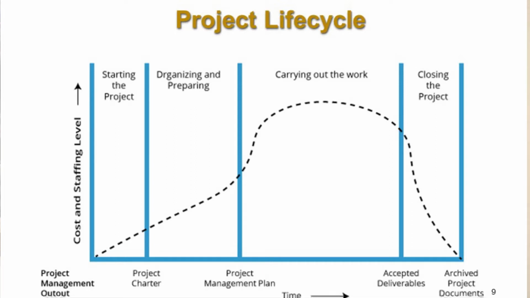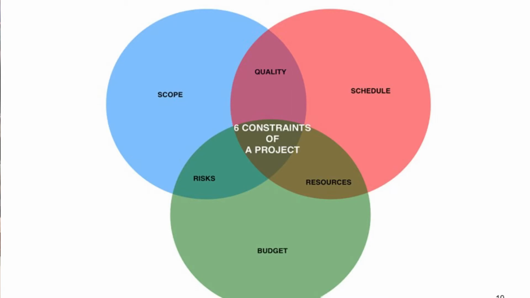And at the end, after we finish the work, either the deliverables are accepted or not. If it is accepted, we go into the final phase, which is closing the project. And at the end of the final stage, we archive the project documents. When we move from one phase to another, we accumulate costs, and of course the level of staffing will change. And for any project, we have 6 constraints: scope, quality, schedule, resources, budget, and risks.